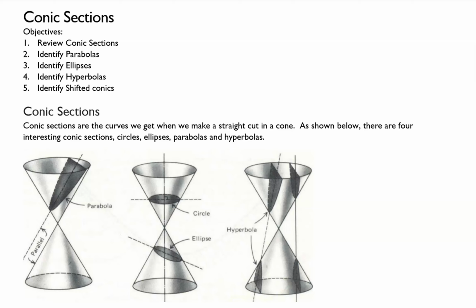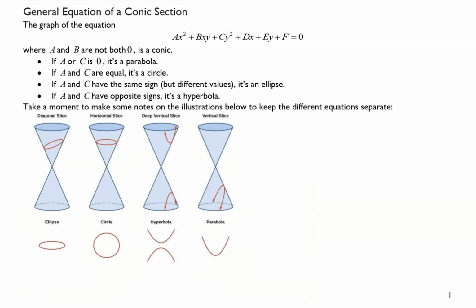Let's go ahead and take a look at the equation of a conic section. The graph of the equation ax squared plus bxy plus cy squared plus dx plus ey plus f equals 0, where a and b are both non-zero numbers, is a conic.